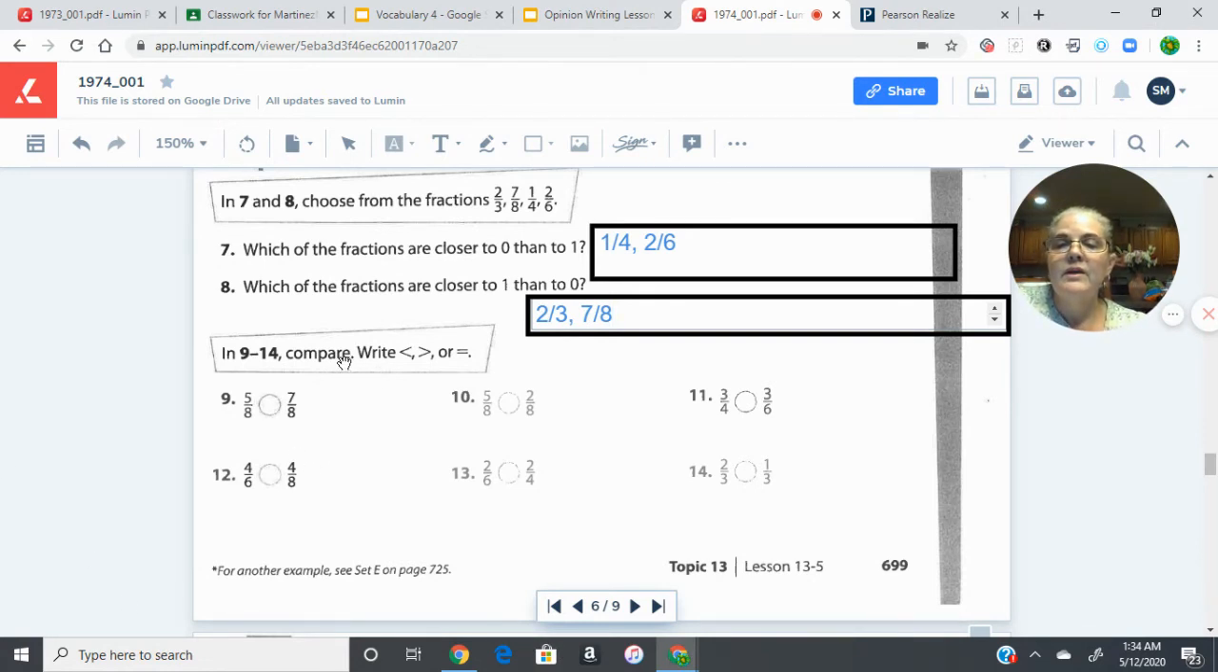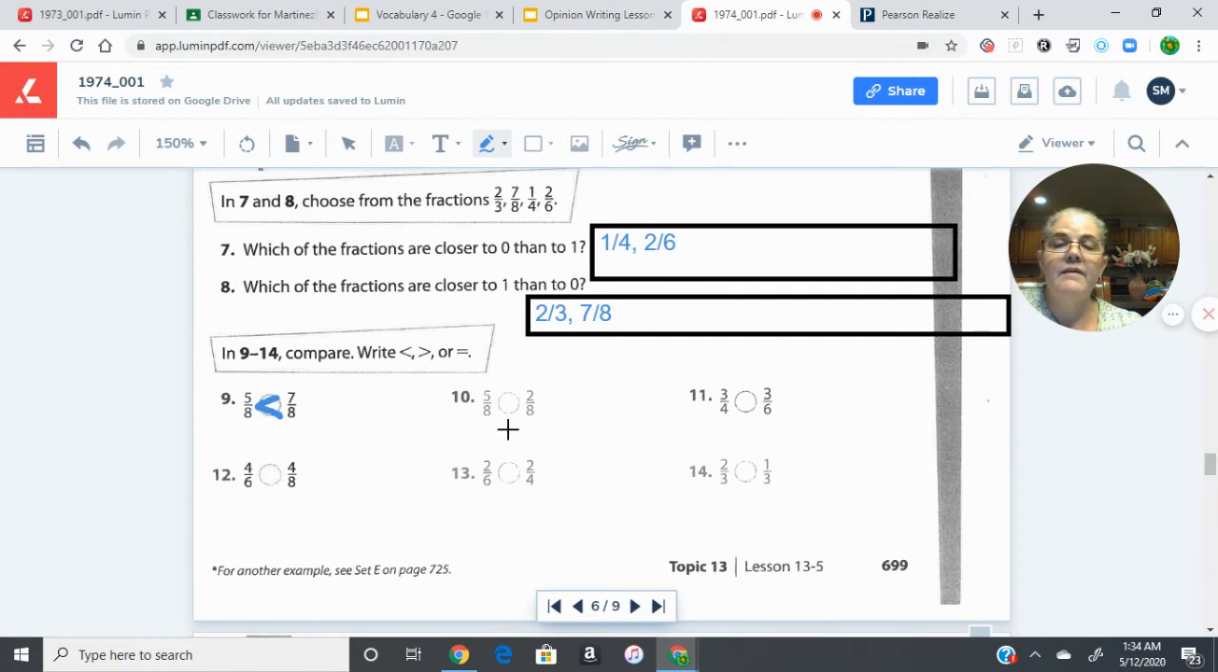All right, compare these fractions with greater than, less than, or equal to. So we have 5/8 compared to 7/8. They both have the same denominator. So 5/8 would be closer to the 0. So 5/8 is less than 7/8.